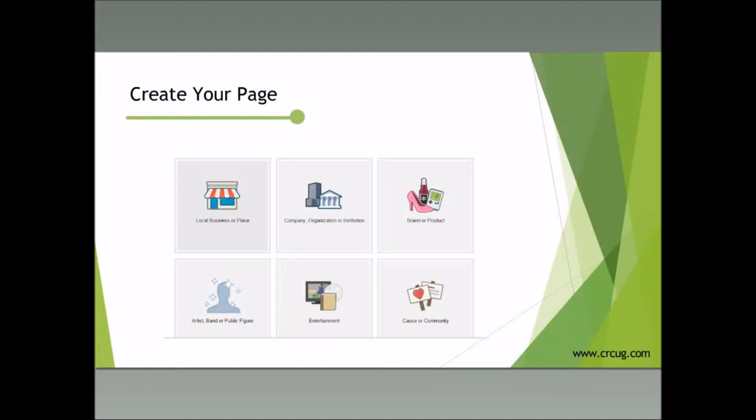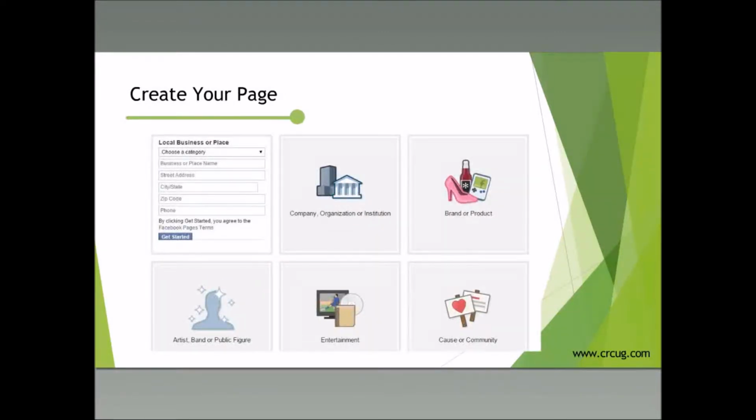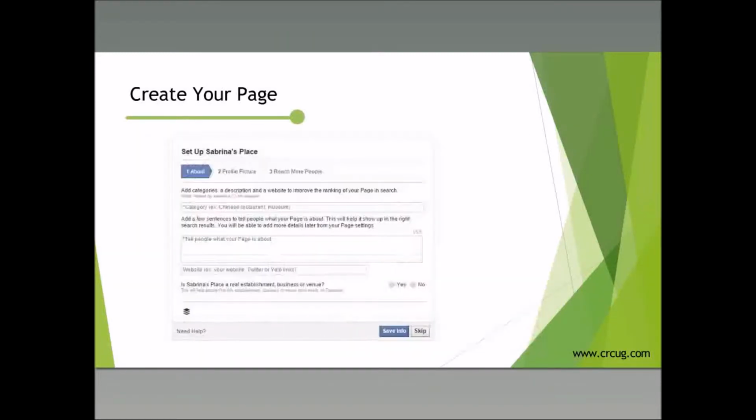This is the box, the next set of choices that you're going to get. You'll have to decide whether you're a local business or place, company, organization, or institution, brand or product, cause or community, entertainment, artist, band, or public figure. In our case, we actually do have a clubhouse address still, so we're going to choose local business or place. And when you do that, you're going to get a pop-up box where you can start putting things together on your Facebook page. You're going to choose a category. We're going to fill out our business name or place, an address, a city, a state, a zip code, and a phone.